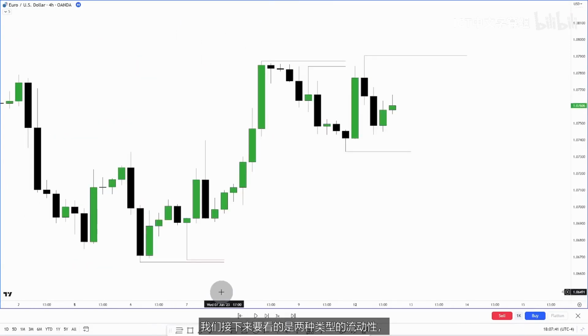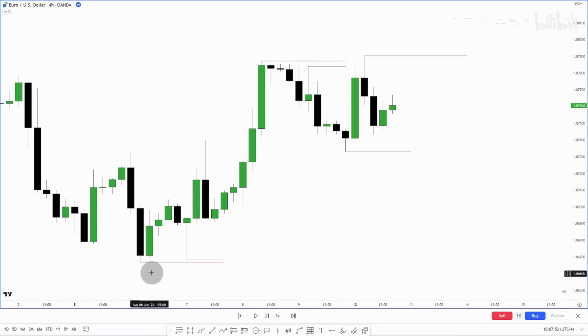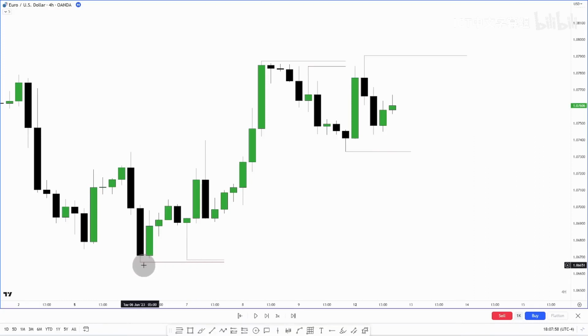The next thing we are going to look at are two types of liquidity, and those are old highs and lows and relatively equal highs and lows. And so I have them marked out on the chart here from the previous example. It can look like this, where you have two different swing points that are relatively equal or very close together, forming relatively equal highs or lows in this case.